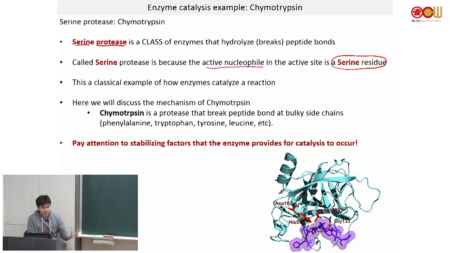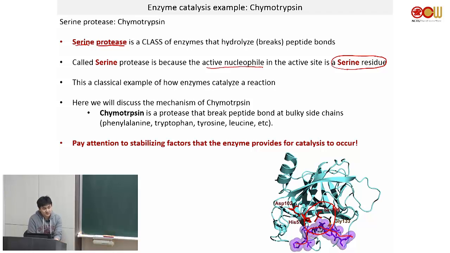A couple of things as we're going through the catalysis. I want you guys to pay attention to the stabilizing factors that enzymes provide for the catalysis to occur. We're going to talk about several things, and pay particular attention to what each of those things do. So chymotrypsin, it's an enzyme, right? The gray thingy is the enzyme, and the blue thingy is your substrate. And then you're going to have catalysis around here, okay?